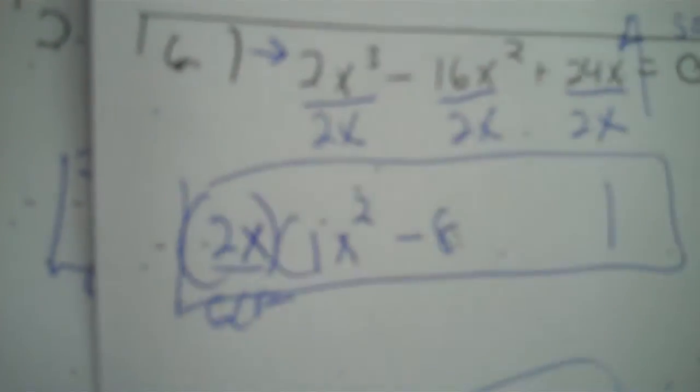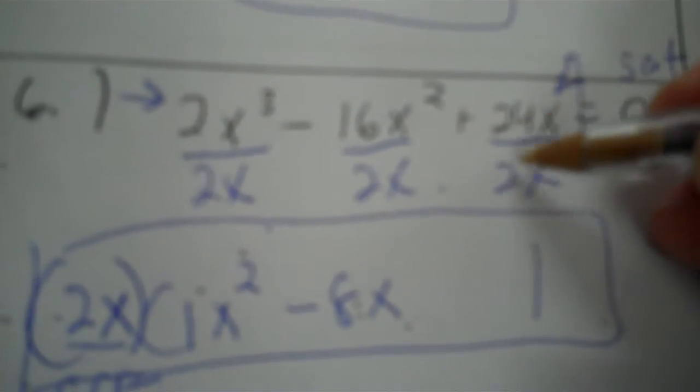Here's 2 in its own row. 16, 24, so it'd be 2. So you need to divide by 2x. 2 divided by 2 is 1. x to the third divided by x cancels and you're left with 2 x's, so it's x to the second power. Negative 16 divided by 2 is negative 8. Then you divide the x's. That would leave you with x. Positive 24 divided by 2 is 12, and then x divided by itself just will cancel.